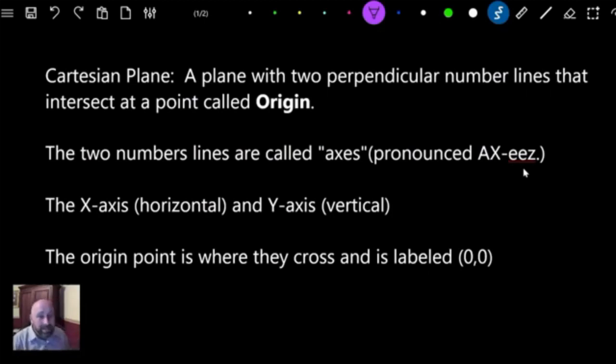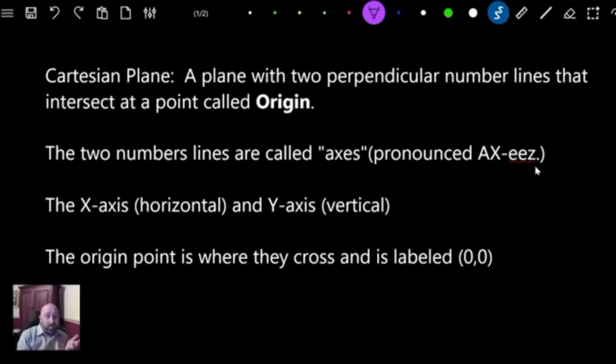So what is the Cartesian plane? The Cartesian plane is a plane. It's a piece of paper, right? So it's a flat surface. It's two-dimensional. So it's not three-dimensional like we talked about, like a sphere and a box and a cone. Those are three-dimensional shapes, right? A plane is two-dimensional. So you have a length and a width, an up and a down, and a left and a right. That's what we're dealing with.